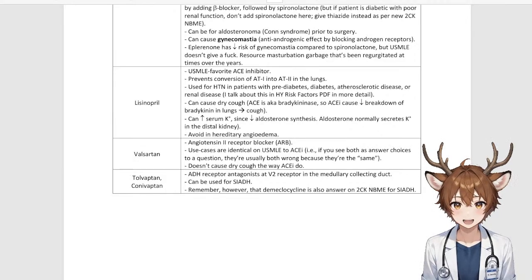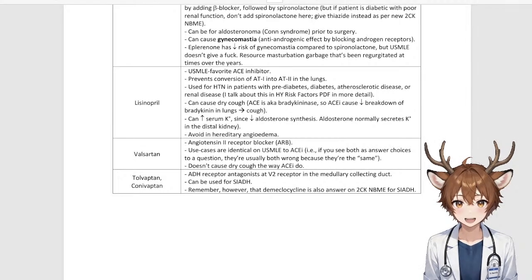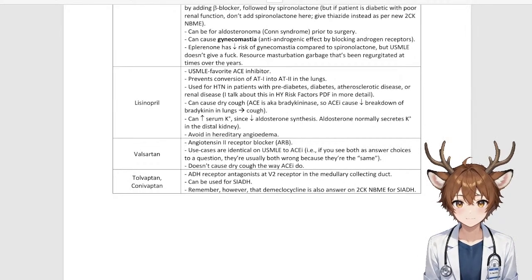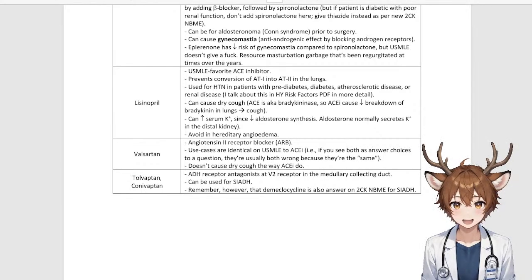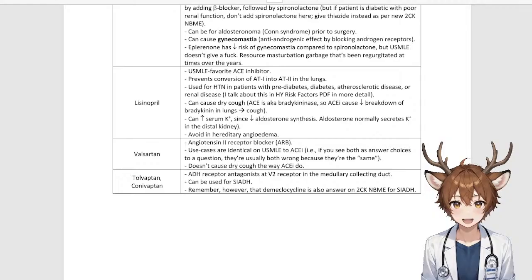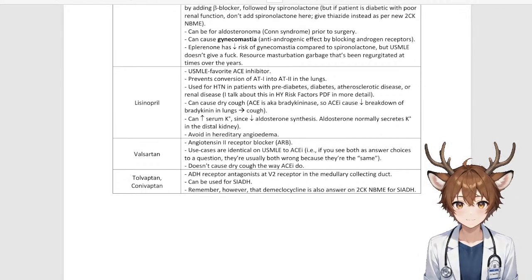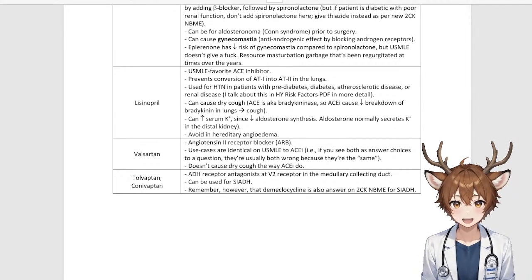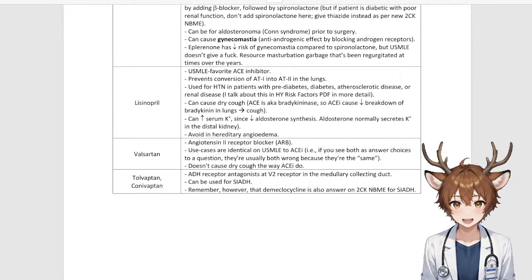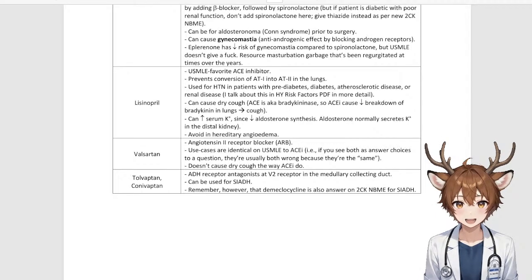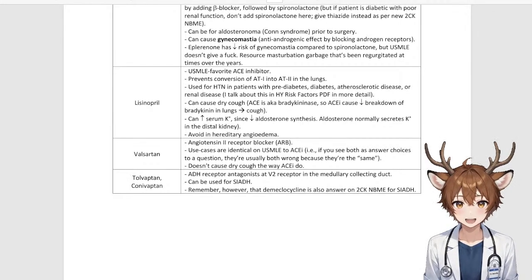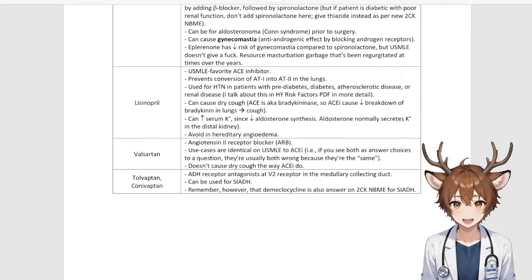Lisinopril, USMLE favorite ACE inhibitor. Prevents conversion of angiotensin 1 into angiotensin 2 because it's an ACE inhibitor. In the lungs, used for hypertension in patients with prediabetes, diabetes, atherosclerotic disease, or renal disease. I talk about this in my high yield risk factors PDF in more detail. Can cause dry cough. ACE is aka bradykininase, so ACE inhibitors cause a decrease in breakdown of bradykinin in the lungs, causing a cough. Can increase serum potassium since the decrease in aldosterone synthesis. Aldosterone normally secretes potassium in the distal kidney. Avoid in hereditary angioedema.